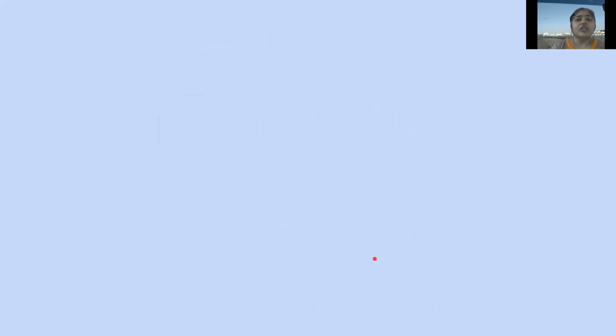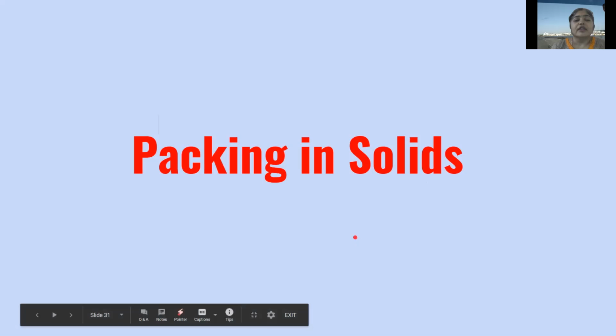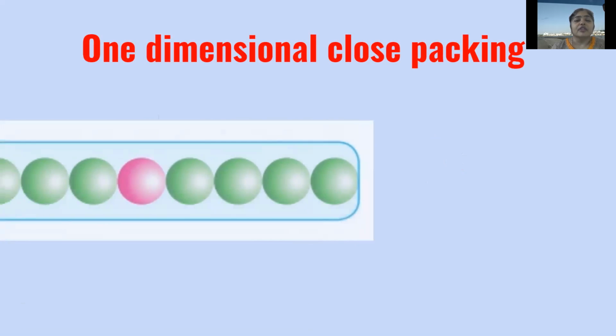So now with the knowledge of these unit cells, let us see how to replicate this in various directions and get the complete pattern or the complete structure of the crystalline solids. That is, let us understand about packing in solids. So in today's session, I'll be just covering the one-dimensional and two-dimensional arrangements, and we'll delve into the three-dimensional arrangements in my next lecture.